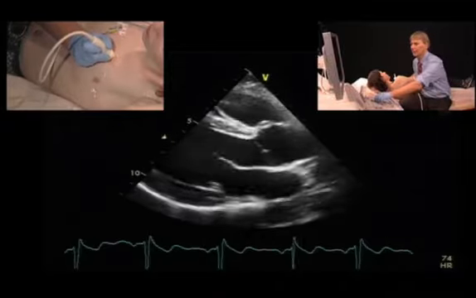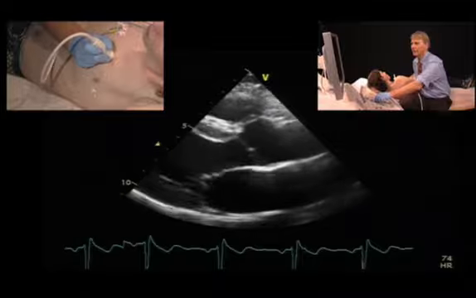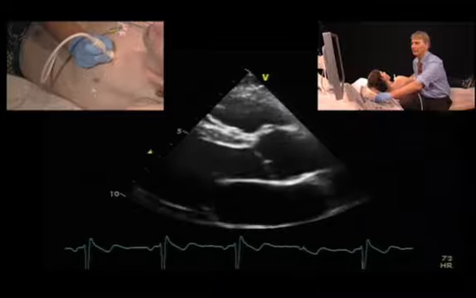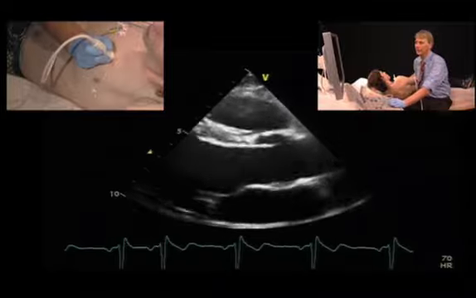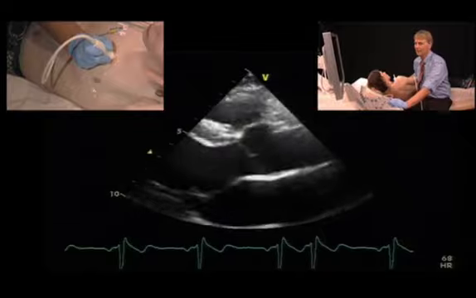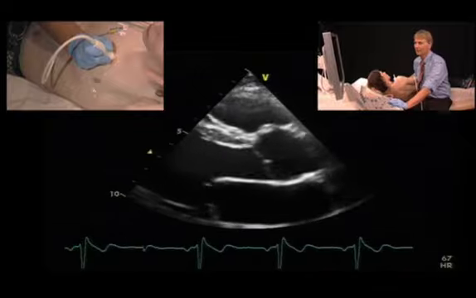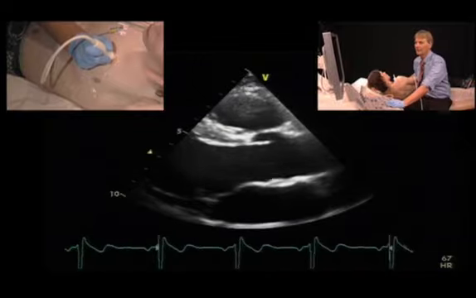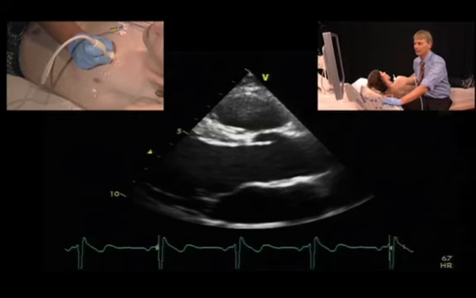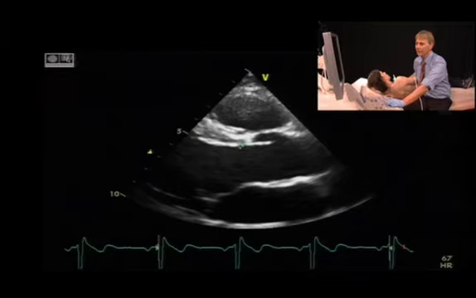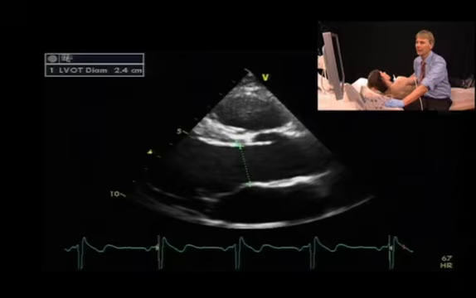To get a good measurement, you have to increase the resolution and try to see that you have the aortic valve nicely in your image. Then you freeze the image and measure the LVOT exactly during systole, so when the valve is open, just below the aortic valve. So in this case, we're getting a diameter of approximately 24-25 millimeters.